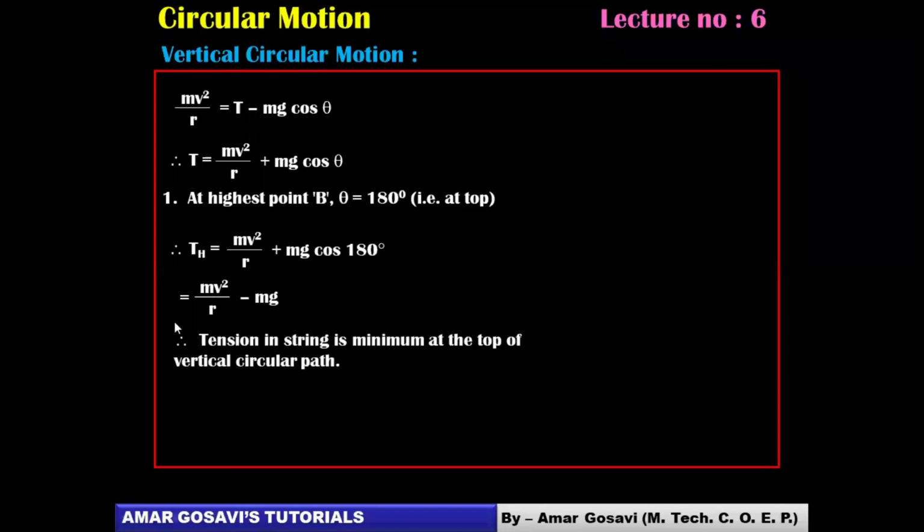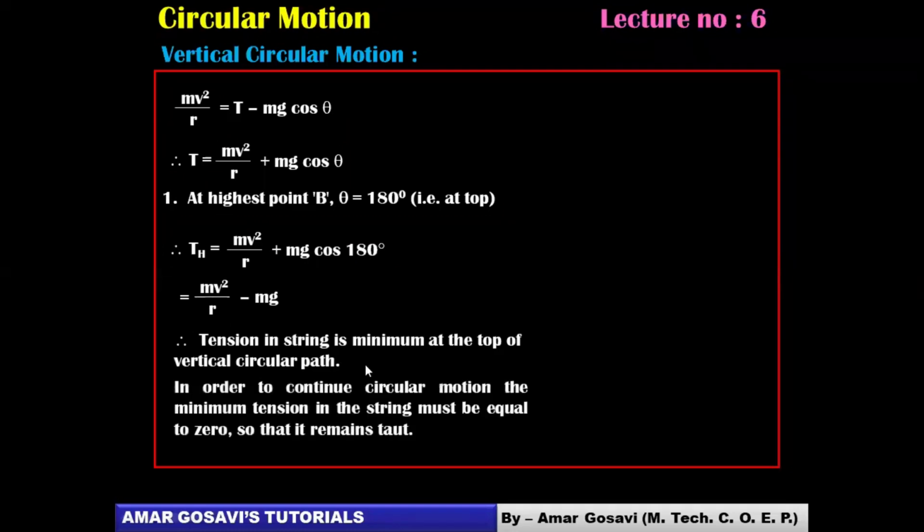Always remember why, because there is a subtraction taking place. Because of this angle, you can see the total tension at the highest point would be the difference between these two. Therefore, it is minimum at the top. An important statement to make over here is, in order to continue circular motion, the minimum tension must be equal to 0. Why must the minimum tension be equal to 0?